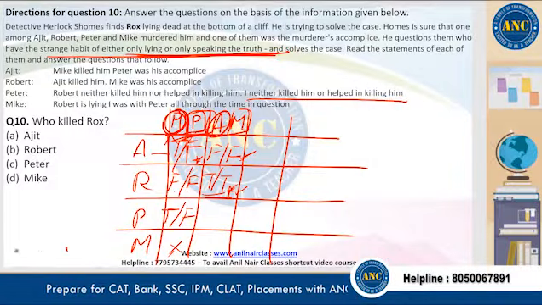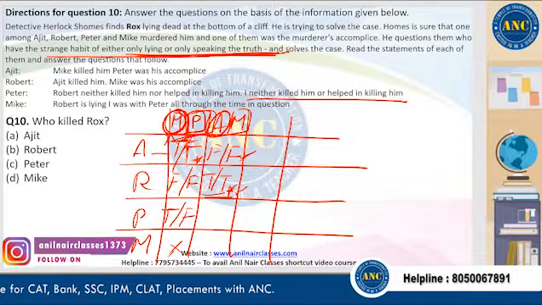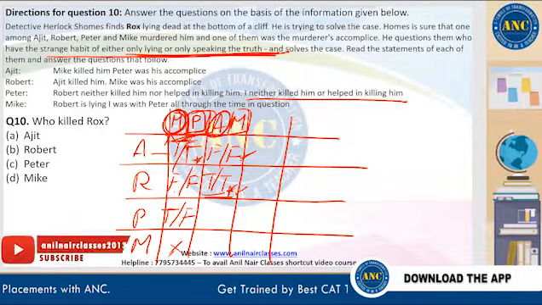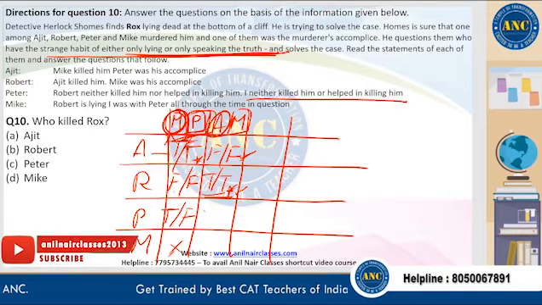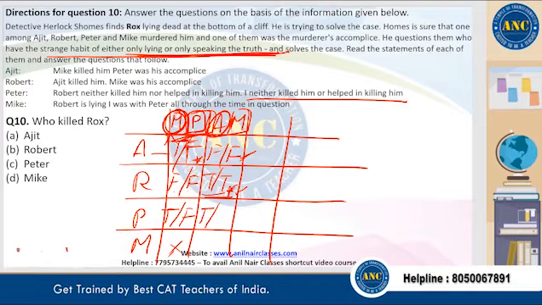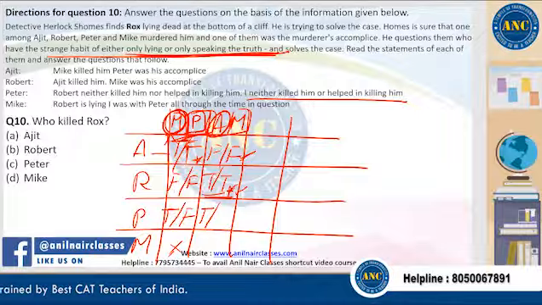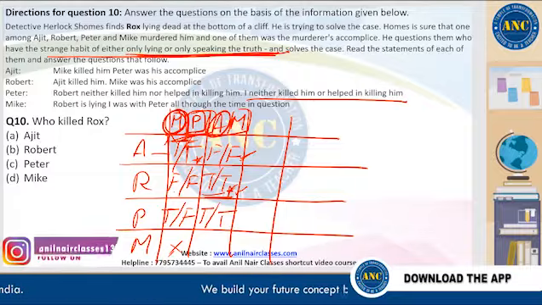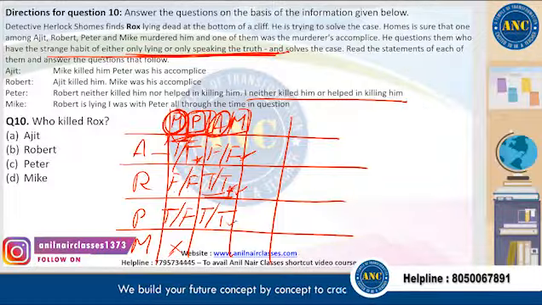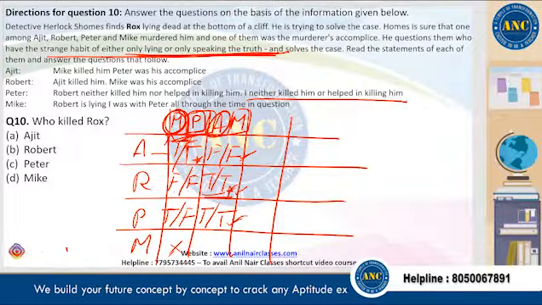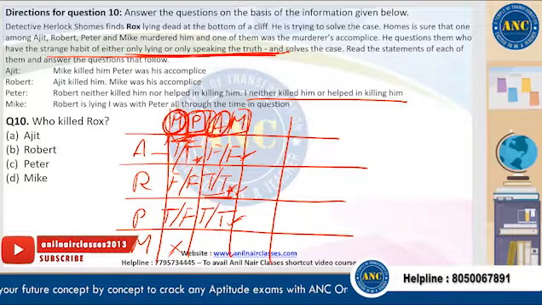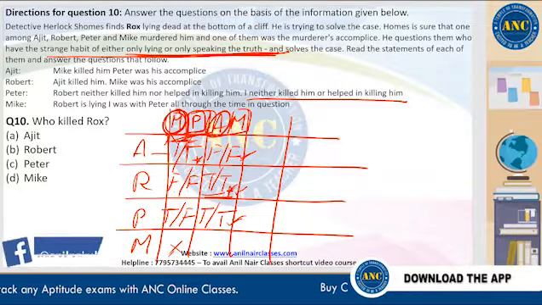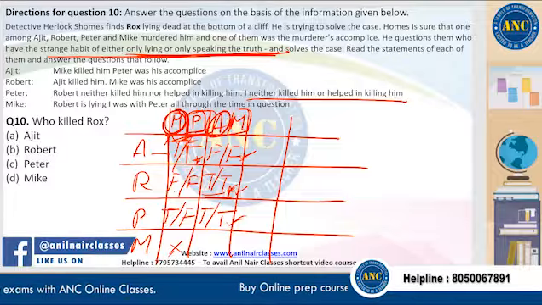Peter says Robert neither killed him nor helped in killing him. Did Robert really kill or help in killing him? No, he did not kill him nor help in killing him. That is true because Peter is not there among Ajit and Mike. And I neither killed him nor helped in killing him. That's also true. Both the statements are true. Again, superb for us, because we have already got three cases where each of them is either only speaking the truth or only lying.